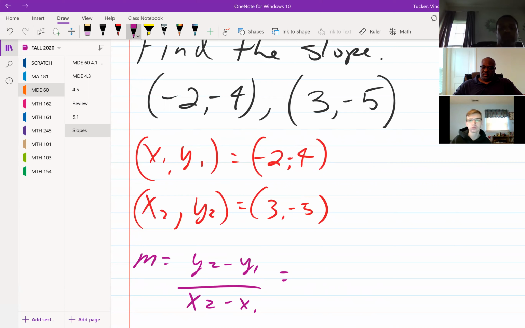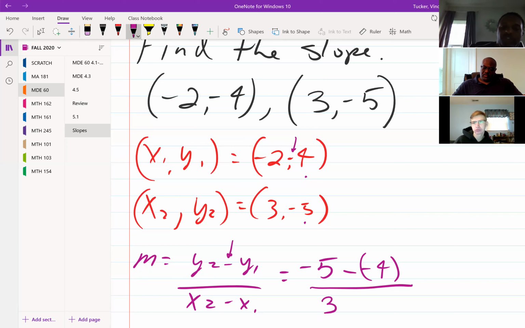So y2 minus y1 over x2 minus x1. Y2 is negative 5. Y1 is negative 4. Make sure you don't lose a negative. There's a minus sign in the formula, and there's a negative that's sitting in front of your 4. So make sure you don't lose a negative. A lot of people make that mistake. X2 is 3. And then x1 is negative 2.